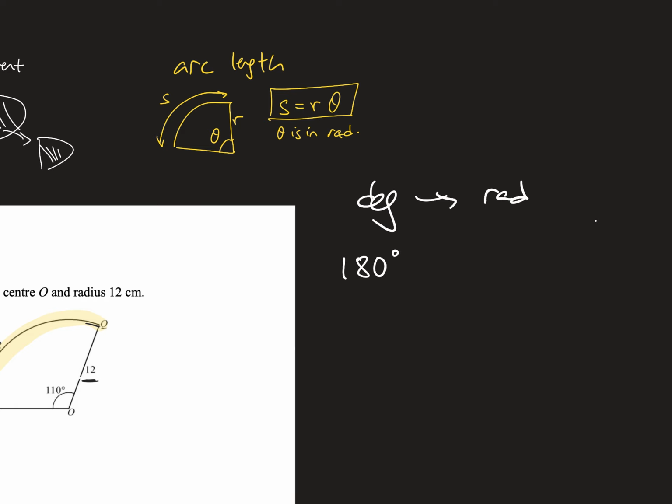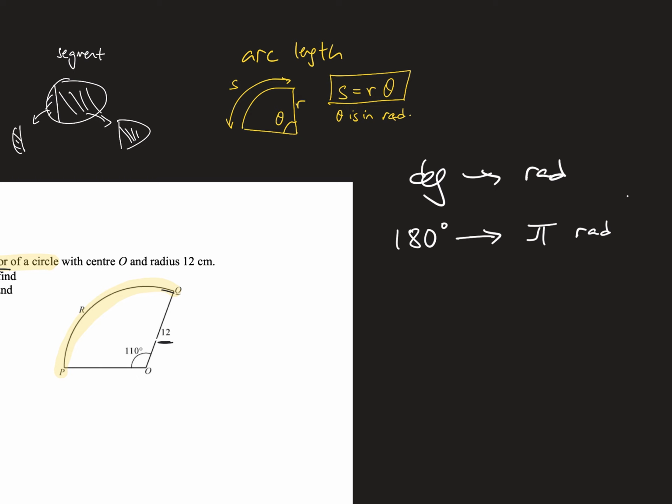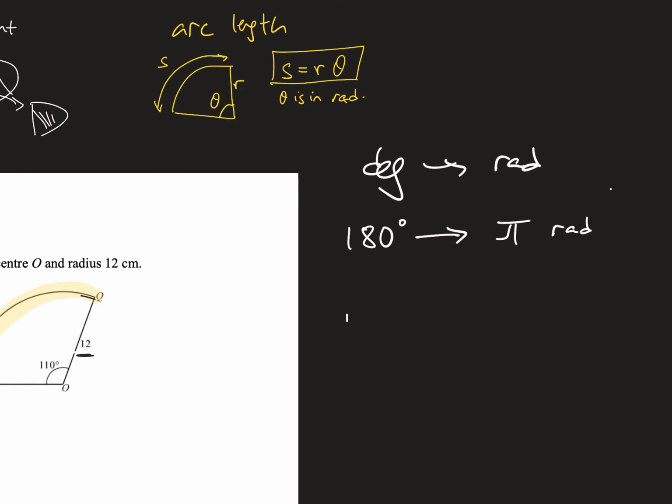180 degrees converts to pi radians, where pi is a number, 3.14159 and so on. And you can find that number in your calculator as well. In this case, we have 110 degrees, so we want eventually on the left hand side to get 110, and we're looking for the number of radians.